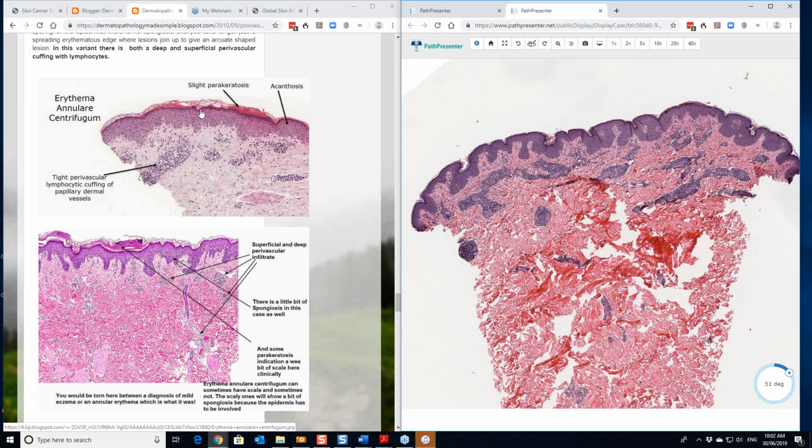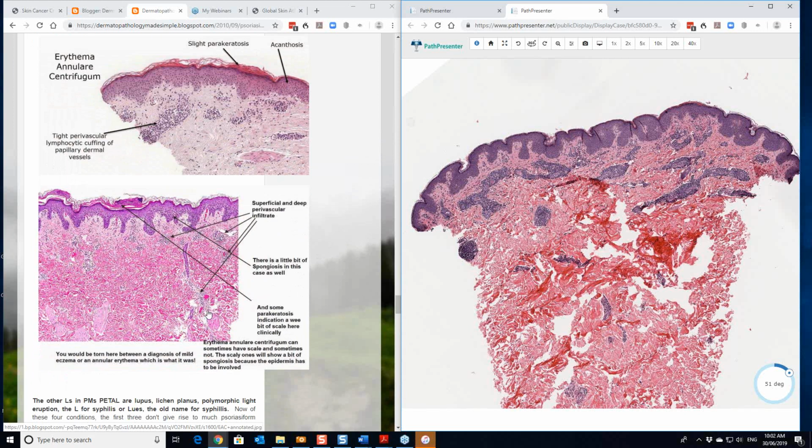You'd always have a look up there to see if there's any fungal hyphae in the overlying stratum corneum. You might wonder also about pityriasis rosea, but again, you'd look for some extravasated red cells. But it can be difficult histologically sometimes to separate the two.